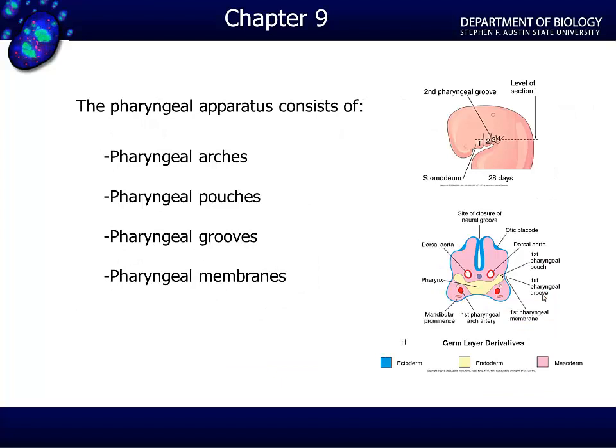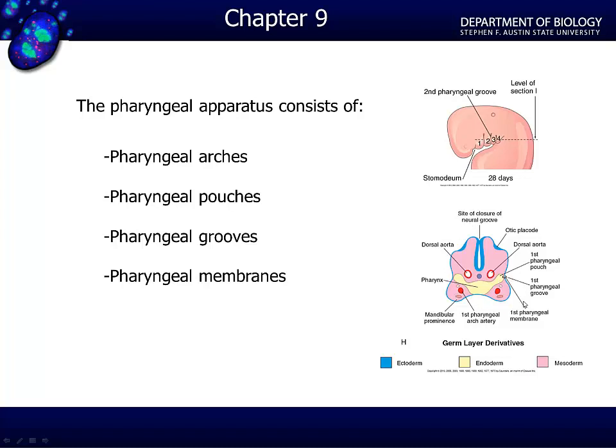So we've already viewed most of what we're going to be talking about. We know our pharyngeal arches. We can count them. We can see visually here at 28 days, arches 1, 2, 3, and 4. On the inside, we have the pharyngeal pouches. We can see that first pharyngeal pouch here. The pharyngeal grooves are going to be on the outside. And then the very thin tissue that separates the pouches from the grooves, maybe a little bit of mesoderm between, those are going to be our pharyngeal membranes.